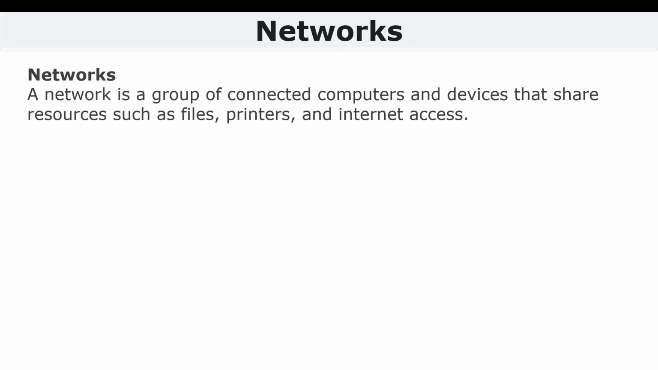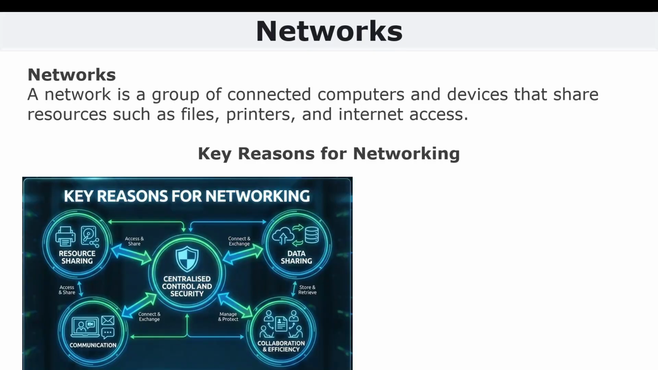All right, so to begin with, we look at networks, which is basically a group of connected computers and devices that share resources together. In this example here, we're looking at some key reasons for having a network. In this picture, at the center, we have centralized control and security. Centralized control and security is basically having the network administrator manage the users on the network, manage files, software and security settings from a single location rather than on individual computers.